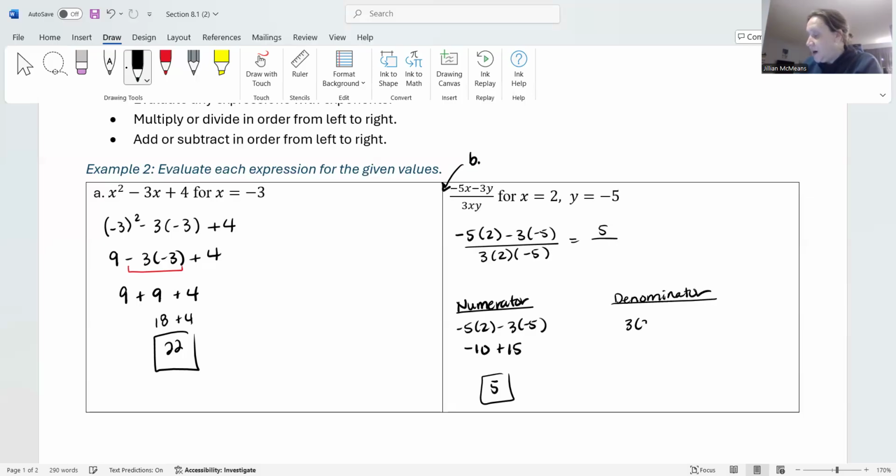Now for the denominator, we have 3 times 2 times negative 5. It's all multiplication. So I'm just going to multiply the first 2 and then multiply that by the negative 5. So 3 times 2 is 6. But I still need to multiply my 6 by negative 5. So 6 times negative 5, we're multiplying two numbers with different signs. That's going to become negative. So I get negative 30, and we now have to reduce, okay?